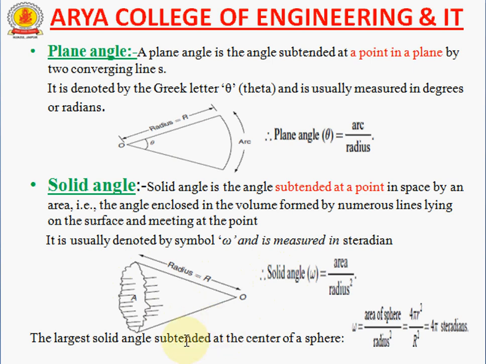If we take the largest solid angle subtended at the center of a sphere, then omega equals area of sphere upon radius square. We know that the area of sphere equals 4 pi r square, and the radius we take in this diagram is r, so radius square equals r square. If the radius is the same, the r square and r square cancel out. So we can say that the solid angle is 4 pi steradian.